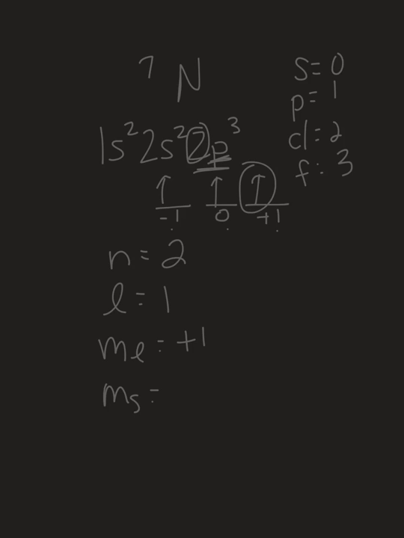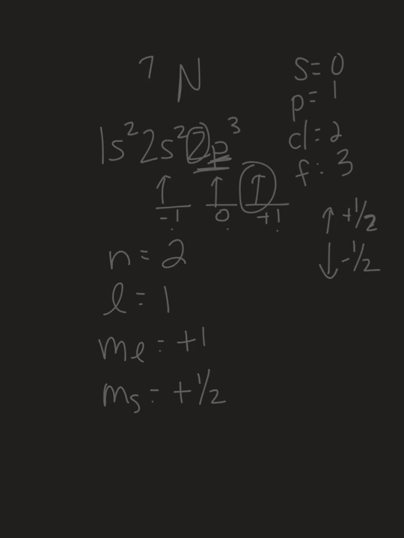And then again, your MS is just, is it an up arrow or is it a down arrow? If it's an up arrow, remember it's a +1/2. If it's a down arrow, it's going to be -1/2. This pen is hard to get used to. So this one is an up arrow, meaning my answer here is +1/2. Okay, so that's the first one I'm going to do.